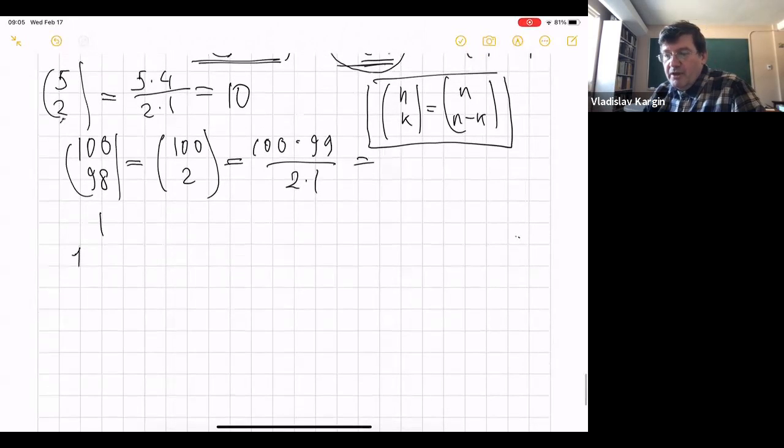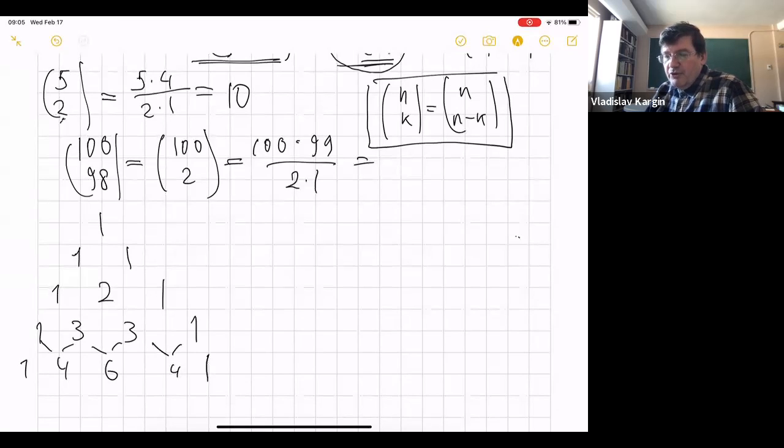So it's 1 1. And after that, 1, here's the sum of these ones, 2, 1. Then 1, 3, 3, 1, each the sum of the terms from above. So 1 plus 3 is 4, 3 plus 3 is 6, 3 plus 1 is 4, and 1. And it turns out that these are binomial coefficients.